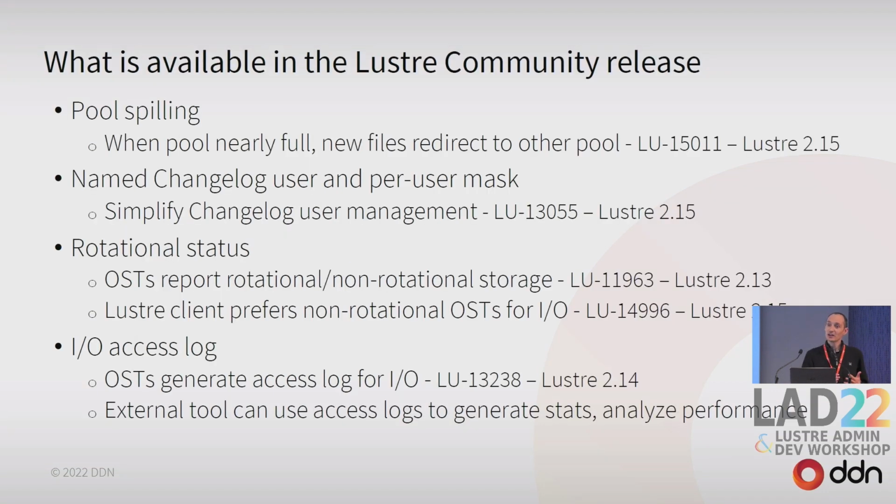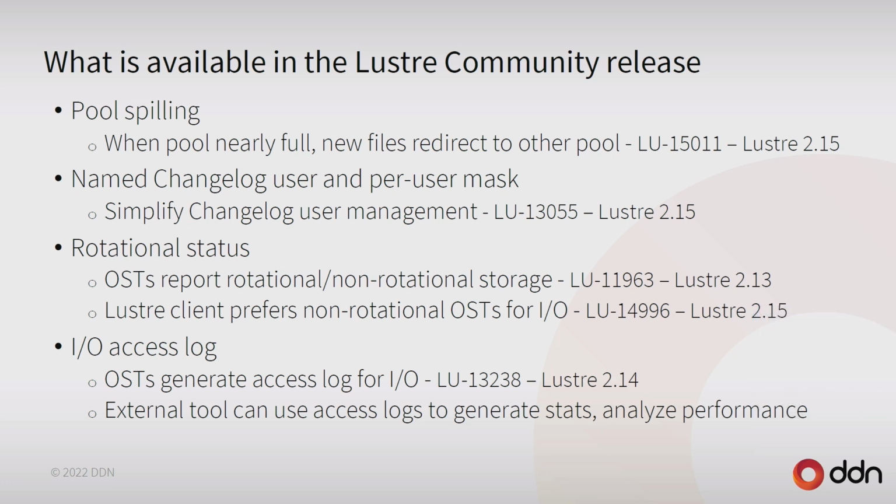So at the beginning of this presentation, I told you that hot pools is a DDN ExaScaler specific feature, but it relies on a number of Lustre features that are already available in the code. For instance, the pool spinning feature is available from Lustre 2.15, as well as the name changelog and user and per user mask.